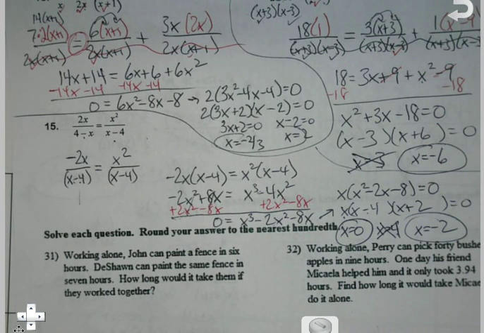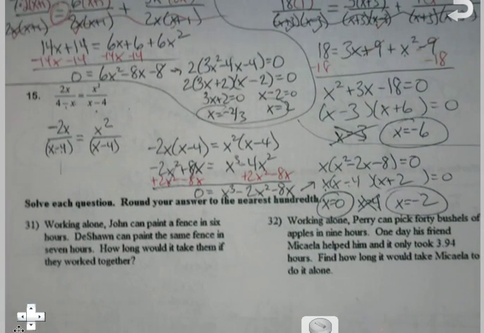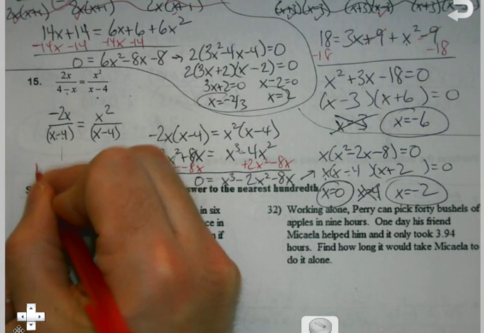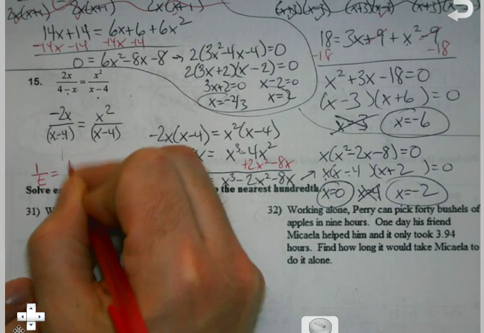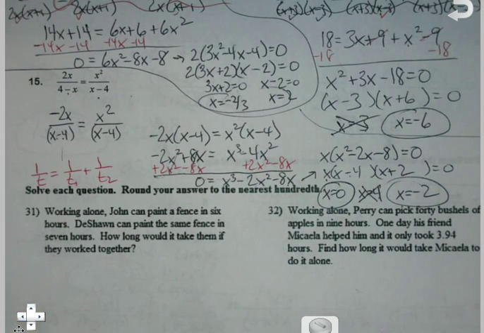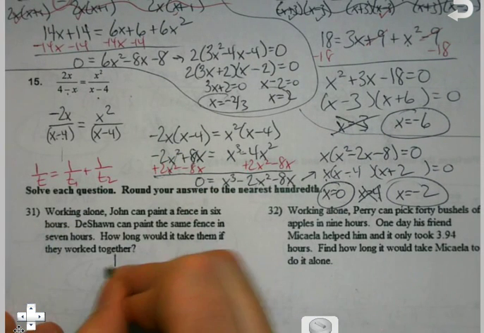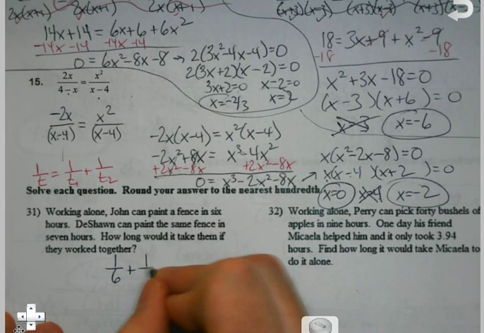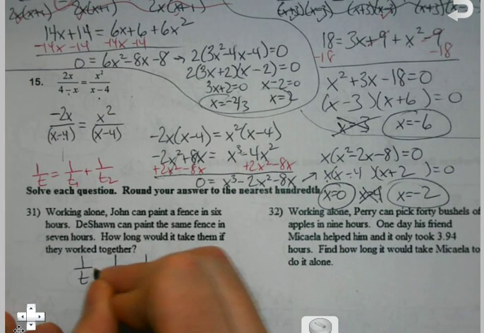And again, this is all stuff we've been going over a lot for the last couple of weeks. And then finally, solve each equation. We're sticking with our simpler one that we talked about in class. Our 1 over t, and then adding our 2 individual times. So John can paint a fence in 6 hours. Deshawn can paint it in 7. What if they work together?